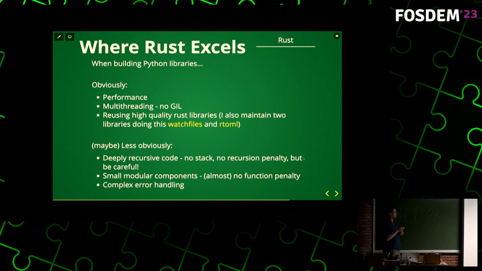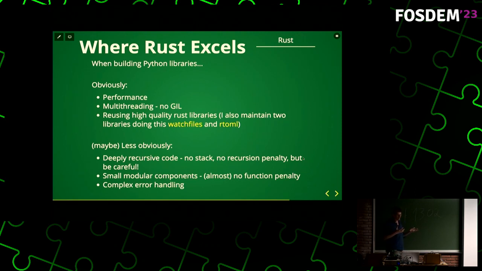So I maintain two other Python libraries written in Rust. watchfiles, which uses the notify crate to do file watching, and then rtoml, which, as you can guess, is a TOML parser using the toml library from Rust. And the rtoml library is the fastest Python TOML parser out there. And actually, watchfiles is becoming more and more popular. It's the default now with uvicorn, which is one of the web servers.